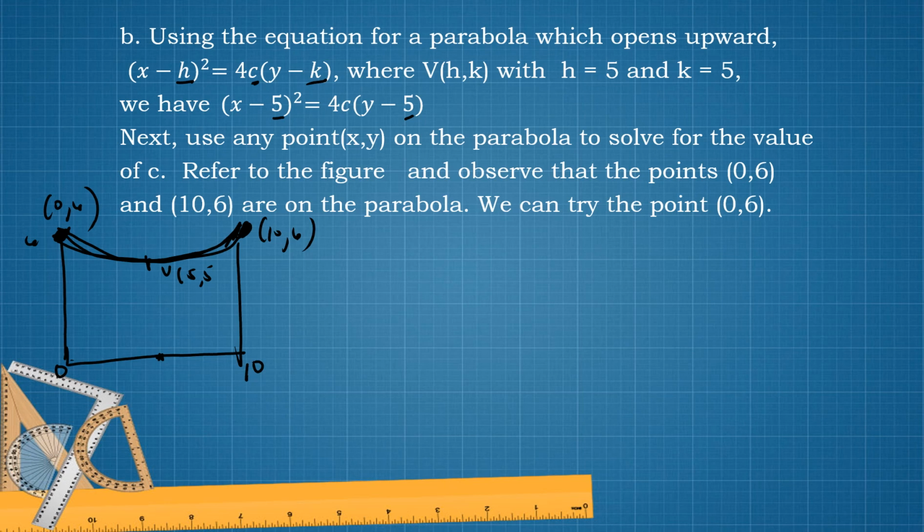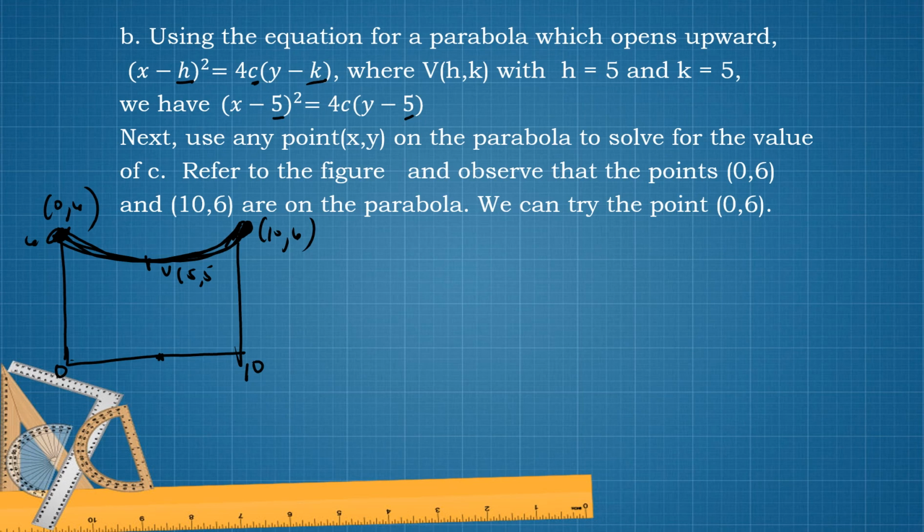Let me repeat: in order for us to find the value of c or the value of p, what are we going to do? We need to know the vertex. We're done with finding the vertex. Now, we're going to substitute any point on the parabola. Any point on the parabola is exactly these two points, which are 0, 6 and 10, 6.